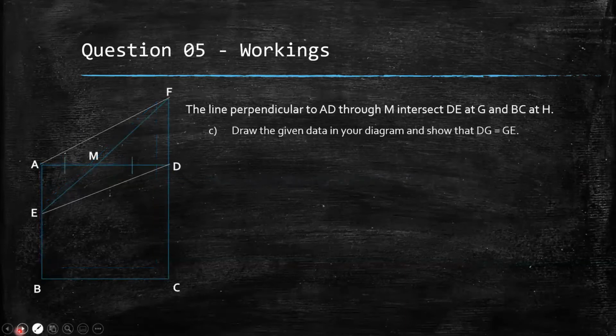Now, in this question, it asks: the line perpendicular to AD through M intersects DE at G and BC at H.